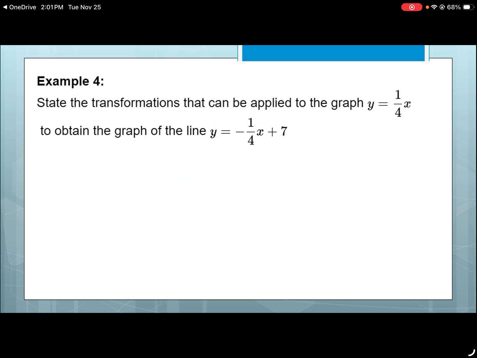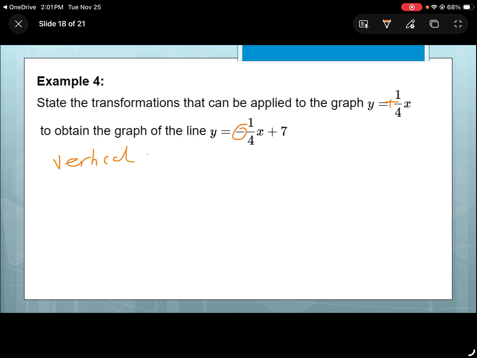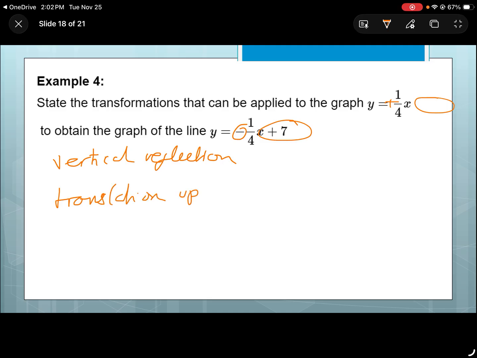Okay. One last example, and then you'll go. State the transformations that can be applied to the graph y equals 1 over 4x to obtain the graph of the line y equals negative 1 over 4x plus 7. Please note that obviously it changed from a plus to a minus. So it is a vertical reflection, and that's what changes the slope. And then we somehow just gained 7 for the y-intercept, which went up 7. So we would say translation up 7 units.